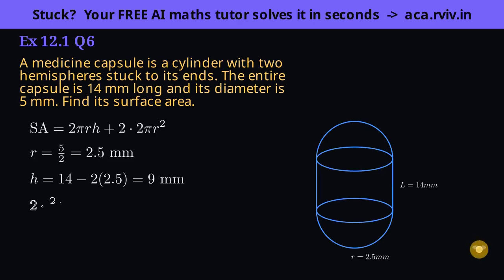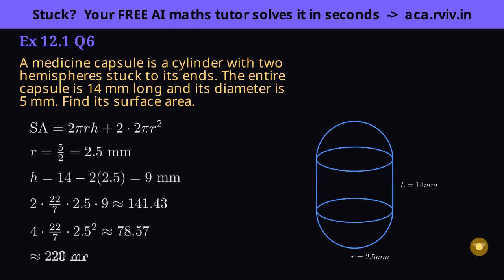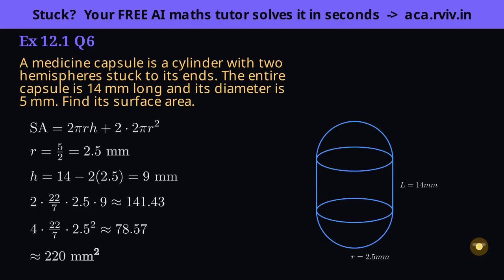Cylinder wall is 2 pi r h, 2.5 times 9, times 2 pi as 22/7, about 141.4. The two caps together are one full sphere, 4 pi r squared, about 78.6. This is the whole payoff of spotting the sphere. Add the wall and the sphere worth of caps for about 220 square millimeters.